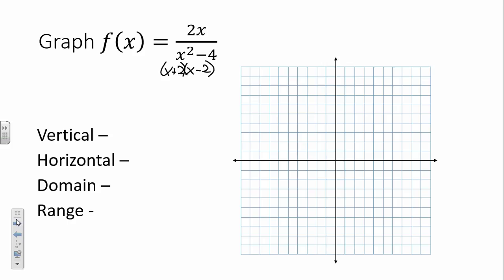Okay? But by factoring the denominator, you now know something, right? What are your vertical asymptotes? 2 and negative 2. So x equals 2 and x equals negative 2 are your two vertical asymptotes. So let's put in an asymptote here. Another one here.